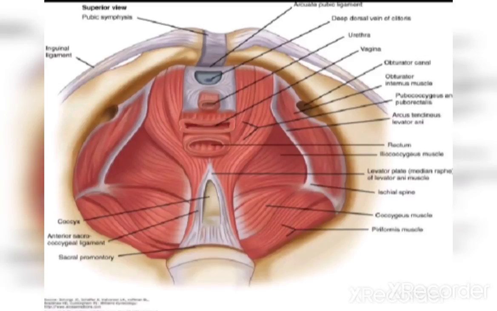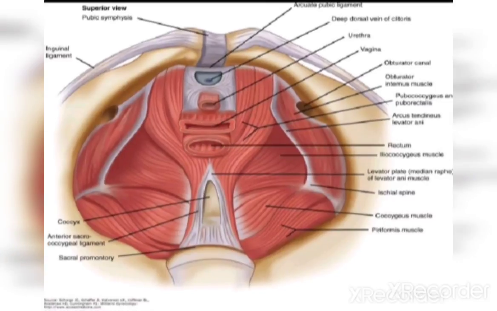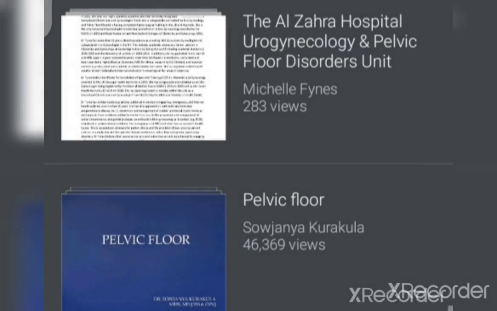Here you can see the coccyx, the anterior sacrococcygeus ligament here, and the sacral promontory. This is the sacral promontory. Basically, this is the superior view of your pelvis.